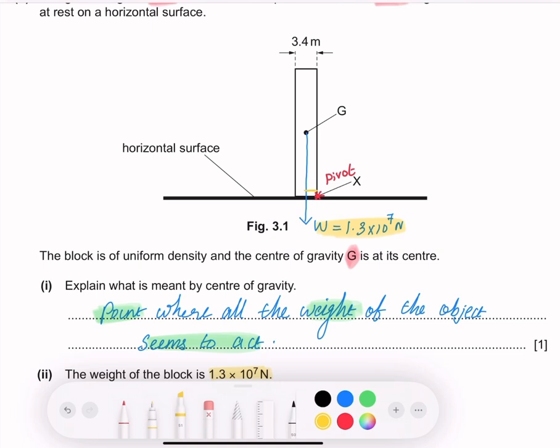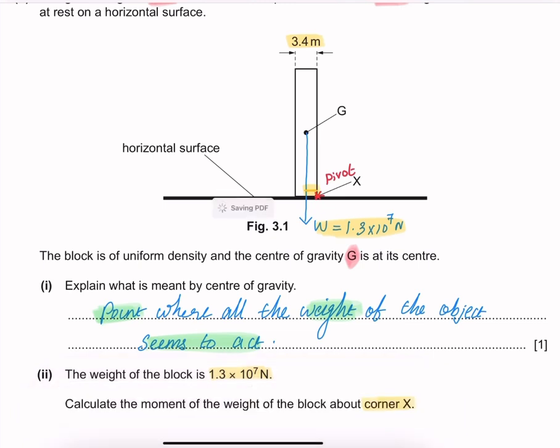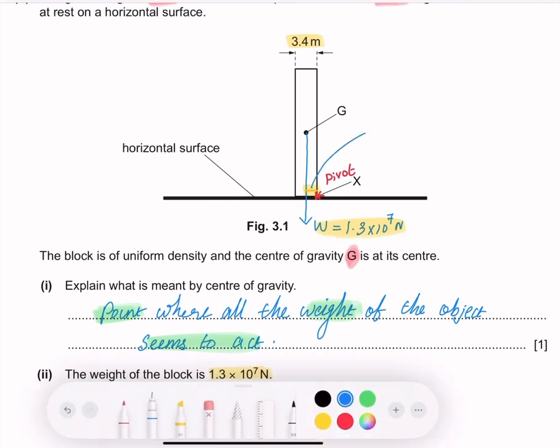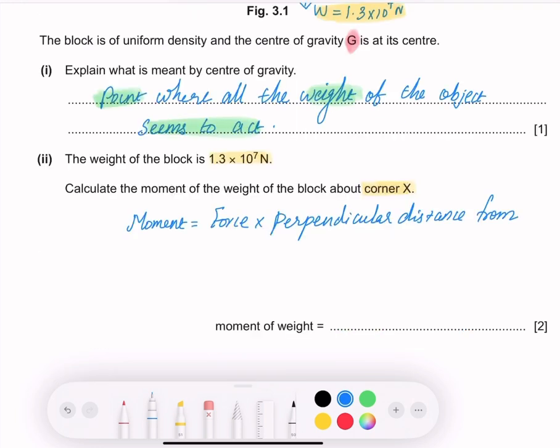In the question, the total distance or total width, 3.4, is given. So the perpendicular distance between the line of action of force and the pivot will be half of it. This distance must be the half of 3.4. Now we can substitute the values.